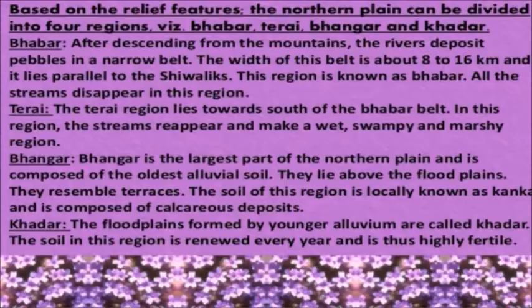That is called Khadar soil. The flood plains formed by younger alluvium soil are called Khadar. The soil in this region is renewed every year and is thus highly fertile. Now definitely the older deposits will have less fertility compared to the new alluvial soil. Is it clear? So Bhangar is the old alluvial soil and Khadar is the new alluvial.